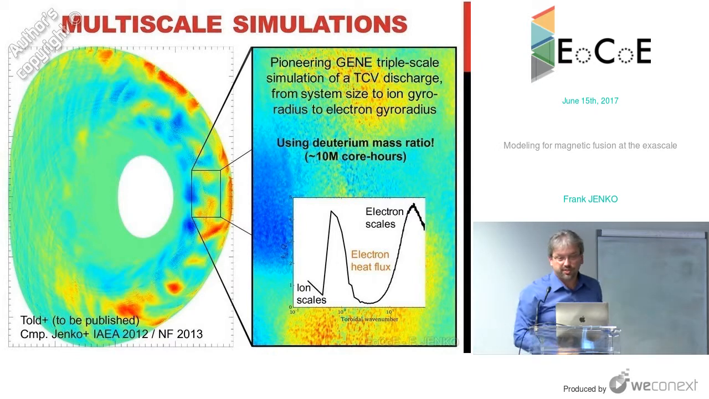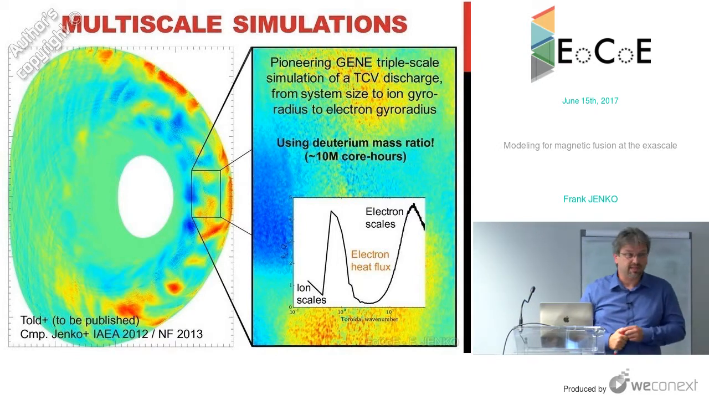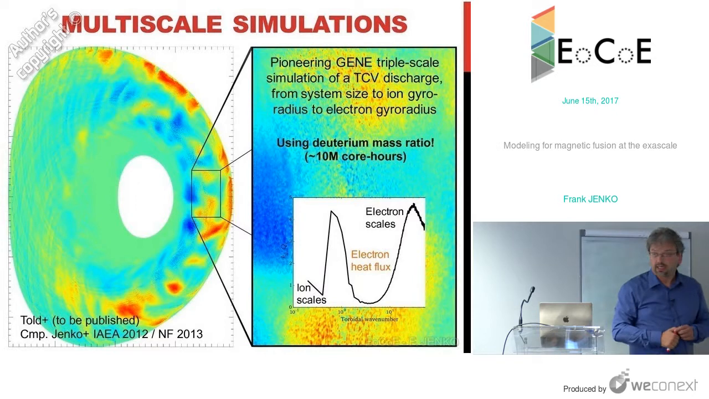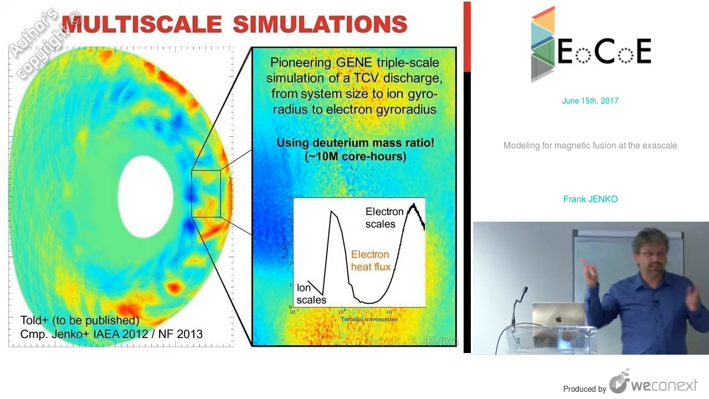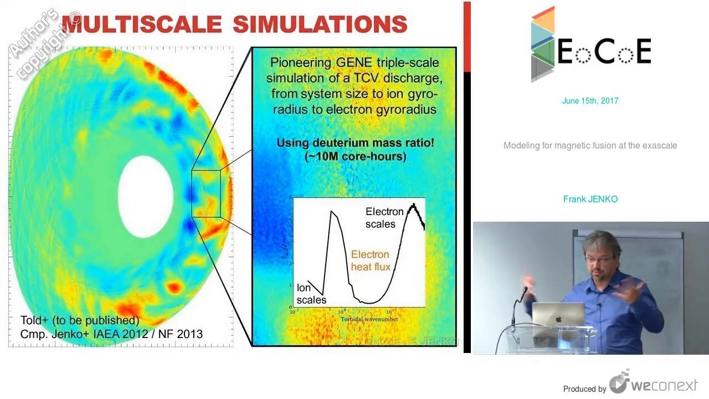And this was only possible because it was a relatively small device. It was the TCV tokamak in Lausanne in Switzerland. This was a 10 million core hour simulation, and the goal in the future will be to do similar simulations for larger experiments, ultimately for ITER.